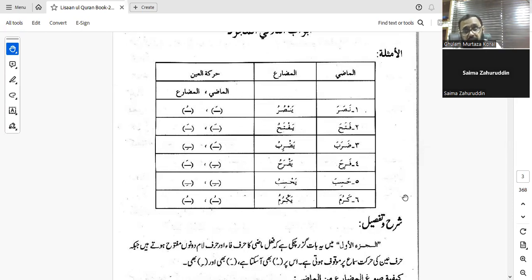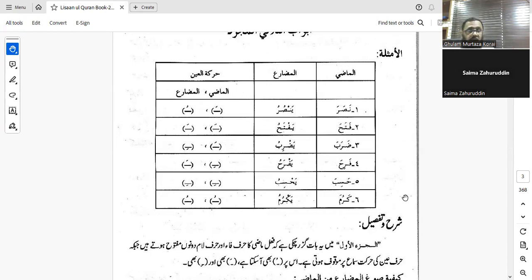Daraba yadribu: the kalimatul ain of mazi is maftuh and of muzari is majrur, with kasra. Fariha yafrahu: the kalimatul ain of mazi is majrur, with kasra, and of muzari is maftuh, with fatha. Hasiba yahsibu: in both muzari and mazi the kalimatul ain is maksur, with kasra. Karuma yakrumu: the kalimatul ain of both mazi and muzari have damma. So these are the six chapters.